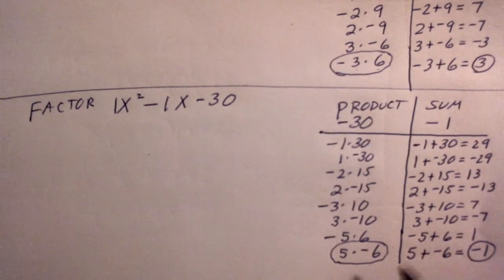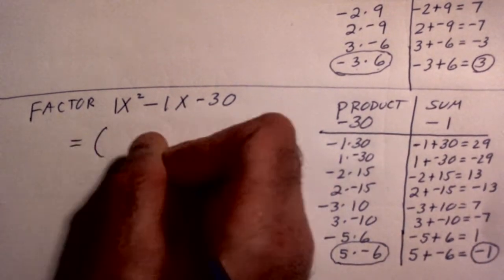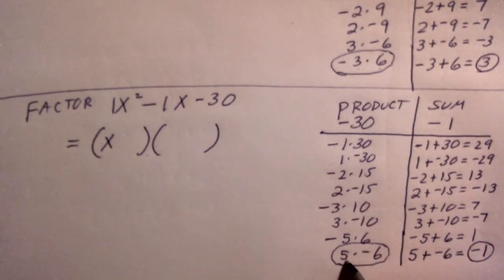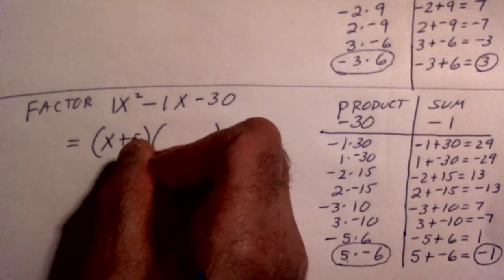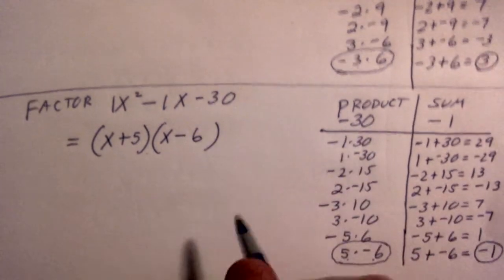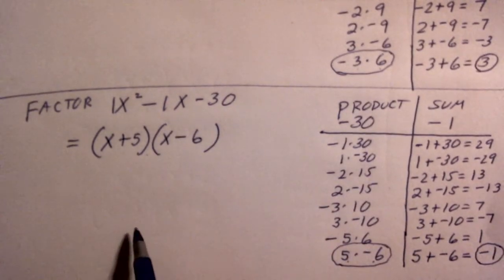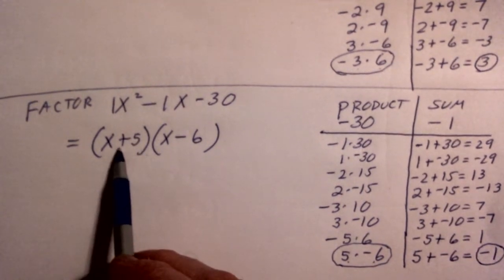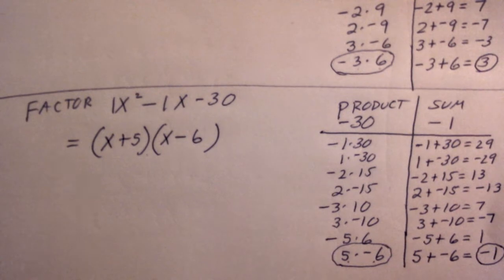That being the case, this trinomial is going to factor into the product of two binomials, namely x plus 5 times x minus 6. And this would be the factorization of that trinomial. Again, you could have these switched around. You could have x minus 6 times x plus 5 here.